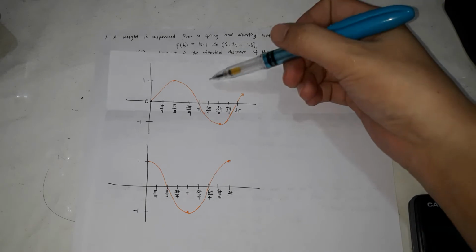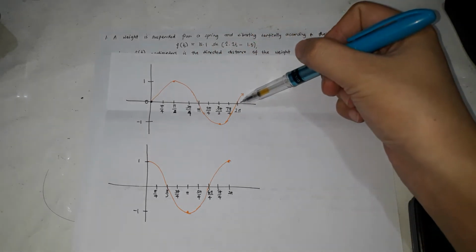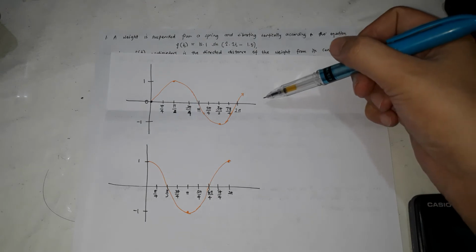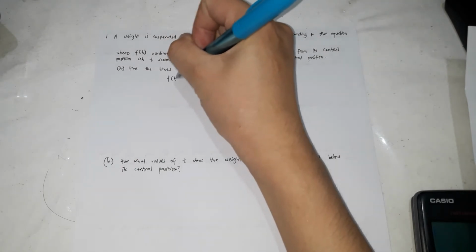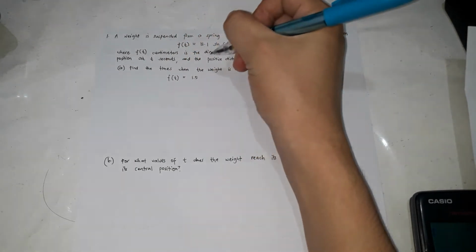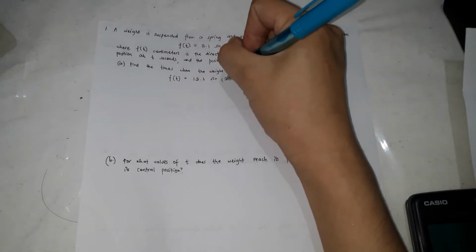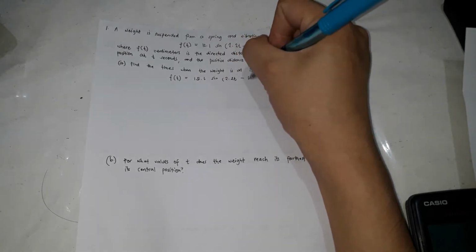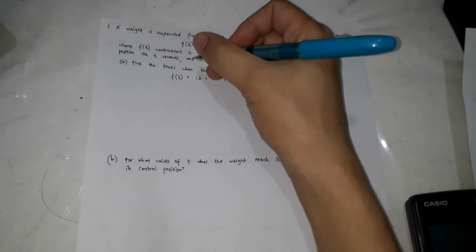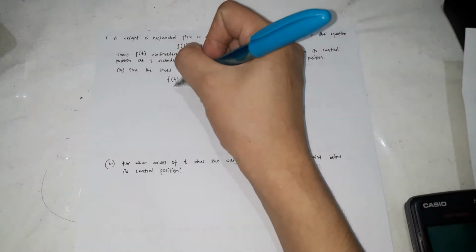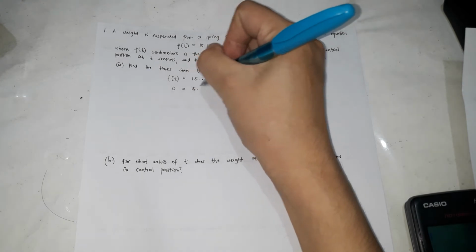A. Find the times when the weight is at its central position. So we know that the graph of sine is like this. There would be a lot of times where it will hit the center, or 0, the central position. So we're going to solve for those times. What we're going to do is copy first: 15.1 sine (2.2t minus 1.5). We're going to equate this to 0. So f of t would be equal to 0 because we're looking for time.